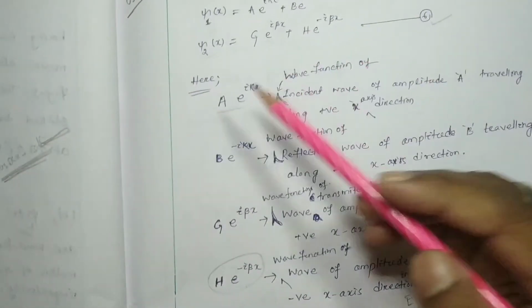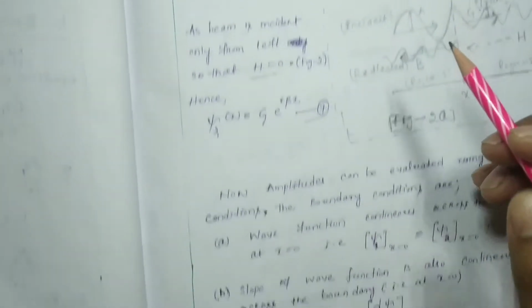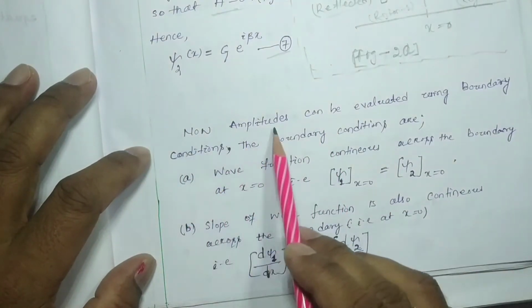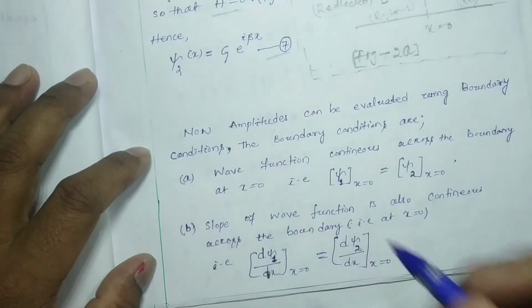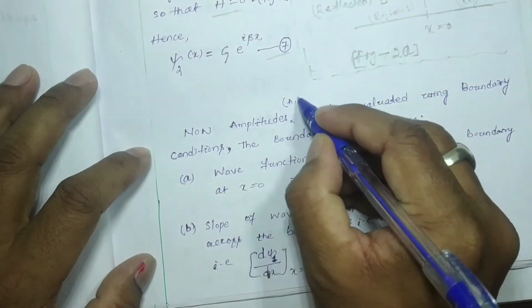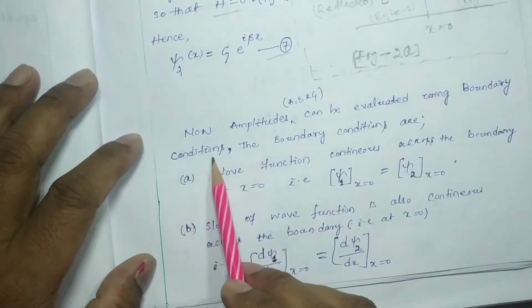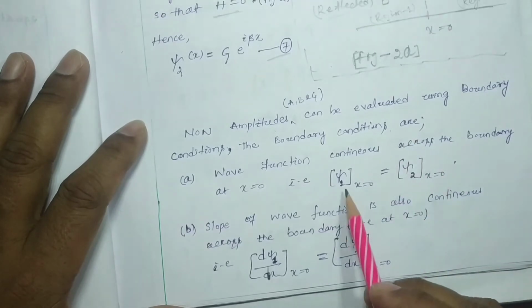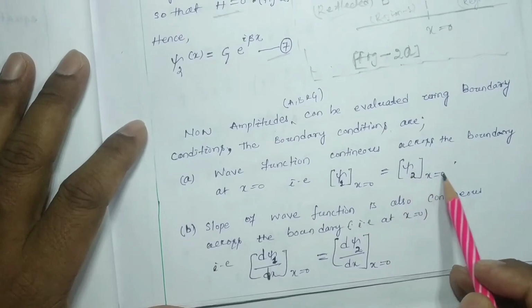Now what we have to do? We have to find these coefficients A, B and G by considering the boundary conditions. So here we have written that the amplitudes A, B and G can be evaluated using boundary conditions. What is the boundary condition? The boundary condition is that psi 1 at x equal to 0 is equal to psi 2 at x equal to 0.